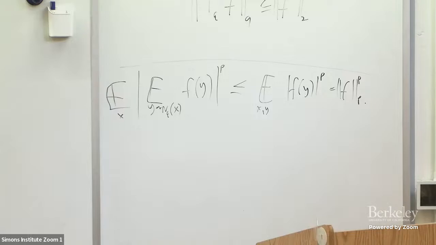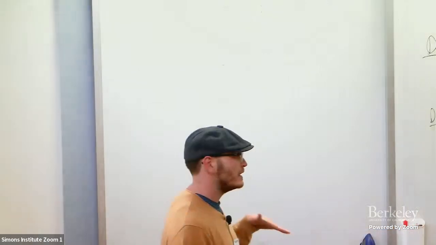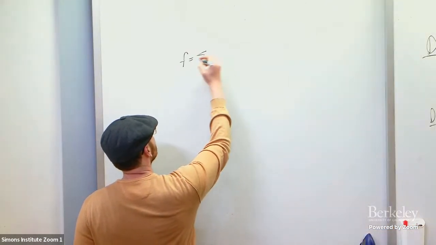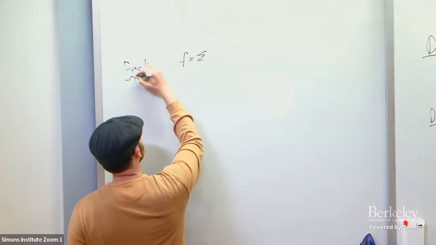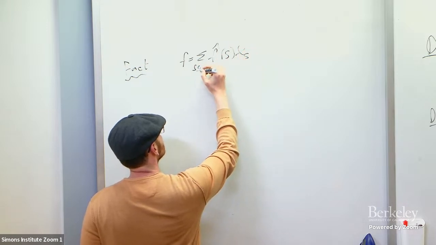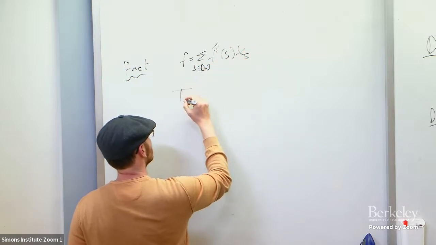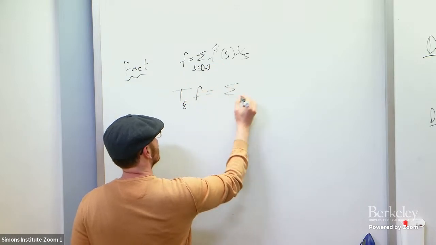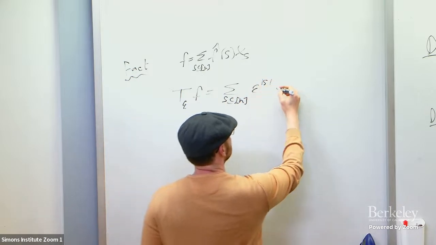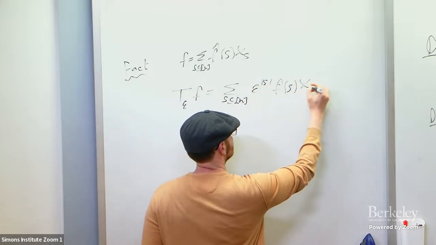It turns out that this noise operator is very relevant when we care about the decomposition of the Fourier spectrum of a function with respect to the degrees. Fact: if we have a function f, then T epsilon of f is the sum of epsilon to the |s| times f hat at s times chi s.